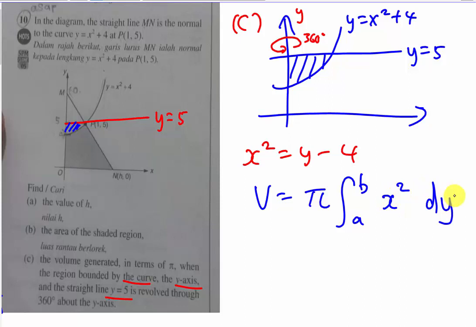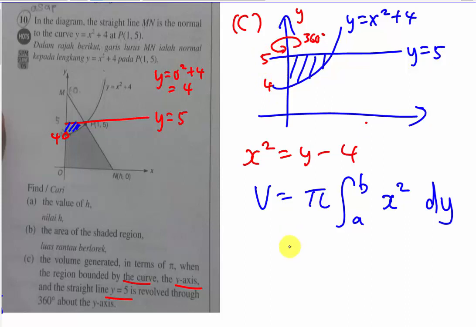In this case, obviously I have to find what this point is, because this is my range. It means I have to find from what value to 5. Obviously, this is the y-intercept, so x will equal 0. I can solve this easily: y equals 0 squared plus 4, obviously I get 4. So this is 4. So the limits will be 4 to 5, or what they call definite.